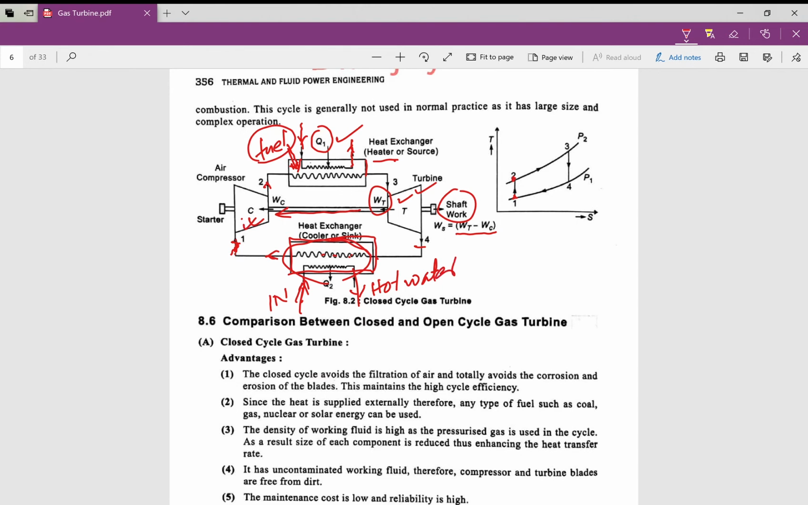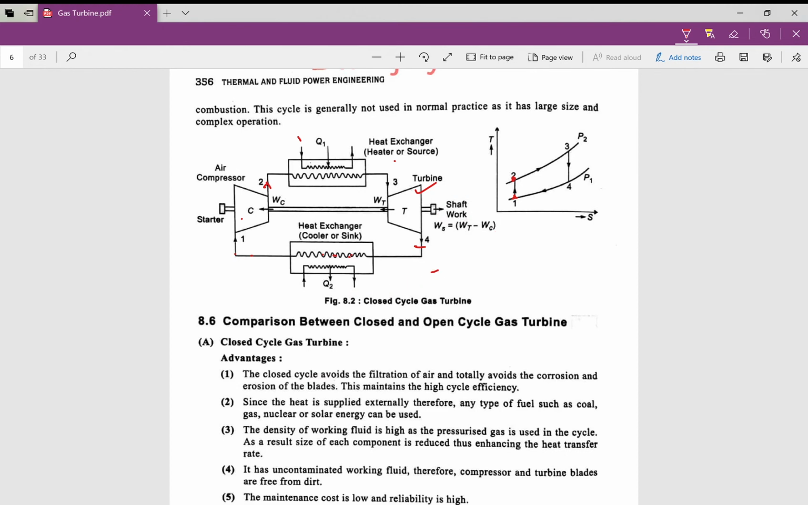Here it is cold water in and hot water going out. So to get air or gas at low volume which is supplied to the compressor. In this way, gas or air is recirculated again without any contamination from outside.